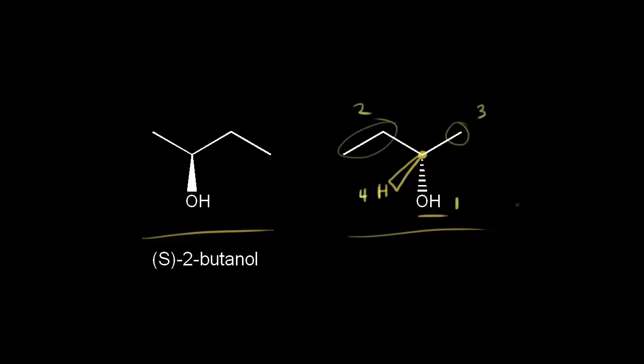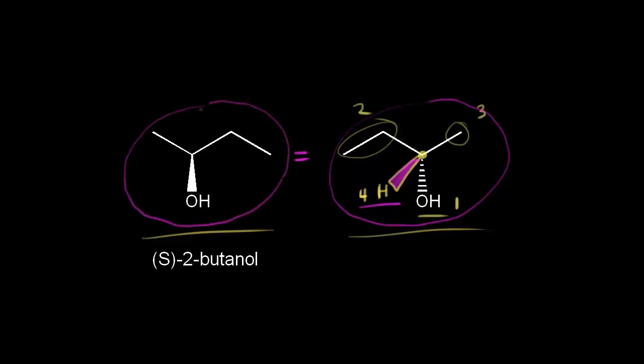When you go to step 2, it says to orient the group so the lowest priority group is projecting away from you. But that's not what we have here. Here we have our lowest priority group coming out at us in space because this is a wedge. So one thing you could do would be to take this compound and in your head mentally rotate it so the hydrogen is pointing away from you in space. And when you do that, you'll see that it's the same as the one on the left.